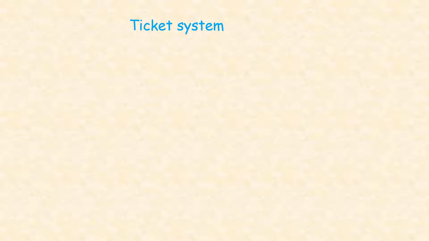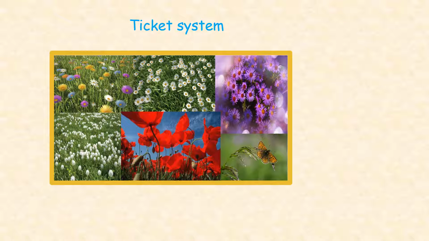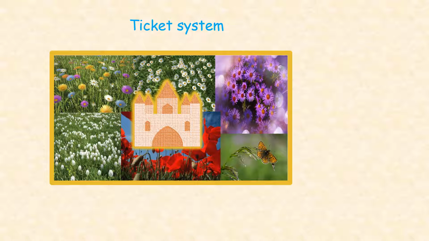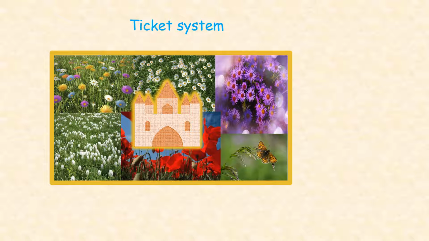Let's have a look at an example of a ticket system in a tourist attraction. The tourist place of attraction is a botanical garden that you can walk around and enjoy its beauty. It also has a beautiful palace. The palace is not yet opened for visitors, so they can only see the structure from outside. The visitor ticket to see this place costs $10.